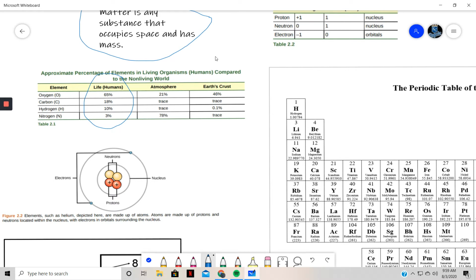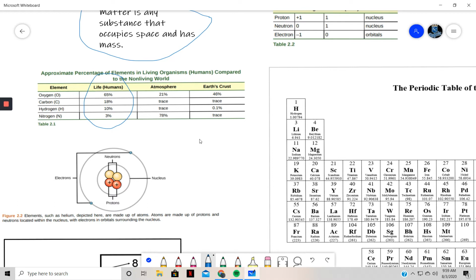65% of oxygen can be found within humans. I mean, we're constantly inhaling, exhaling. You've got it out in the atmosphere. You can see how it compares to the atmosphere, which is what an earth science student would be concerned with, as well as the Earth's crust. Now, you may be saying, whoa, these numbers don't add up to 100%. This isn't a percentage of all available oxygen.